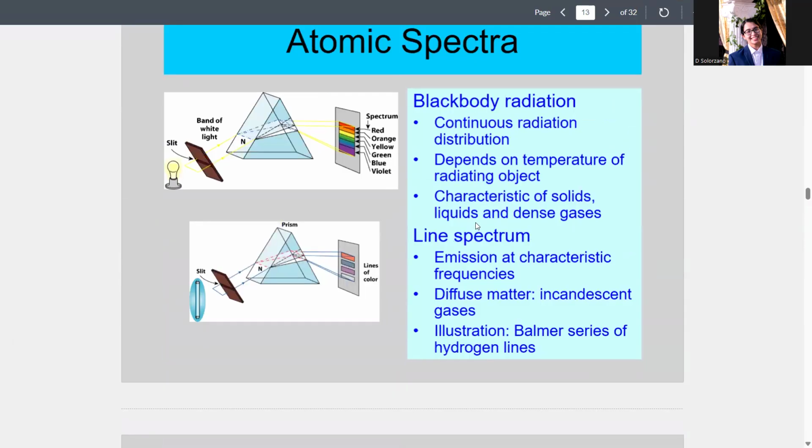We talked about black body radiation, which you don't really need to know. It's just part of the history of how we discovered stuff. Black body radiation is basically like a light bulb or a hot coal, something that has a continuous distribution because it has multiple elements and it depends on the temperature.